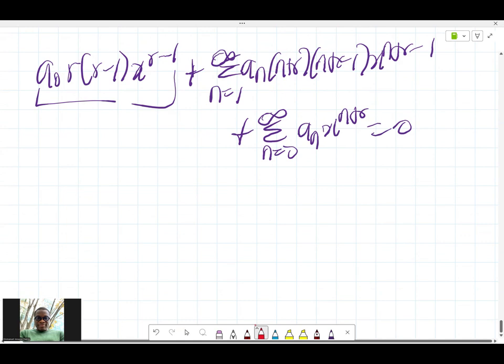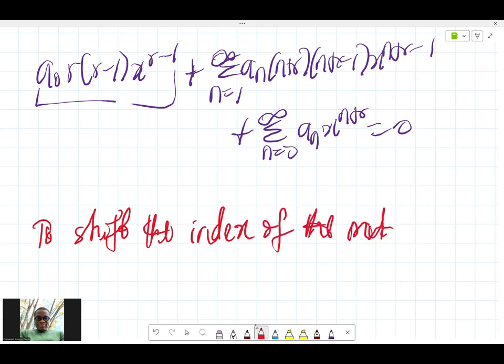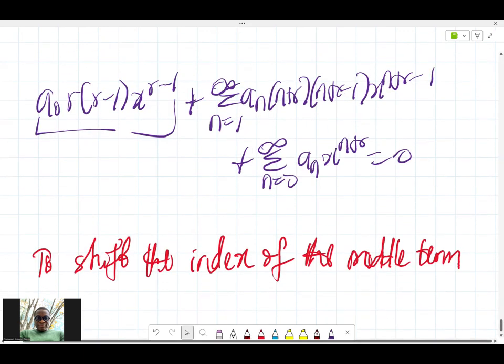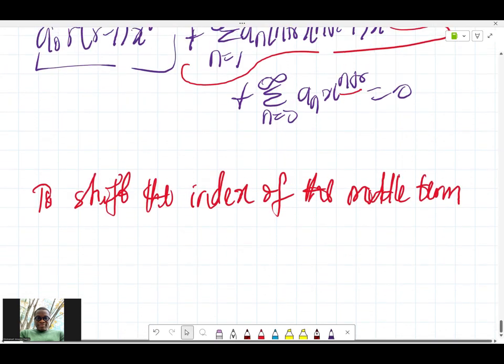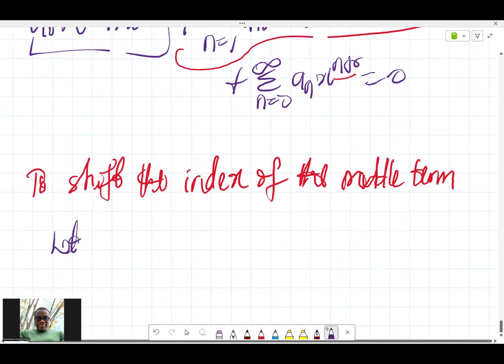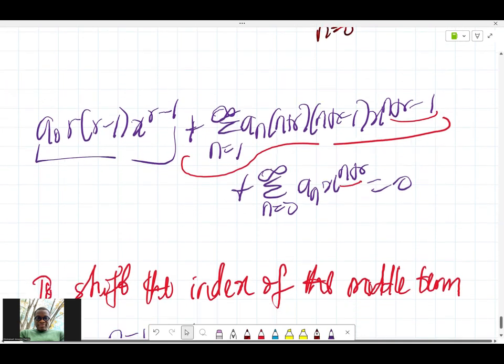We have to shift the index of the middle term. The middle term is just this one now. We want to make it n plus r, like this one is n plus r. At least we want to make it something plus r, and the way to do that is to change n into something else. So we now say let n minus 1 be equal to k. That way we can have k plus r, which is still balanced up.